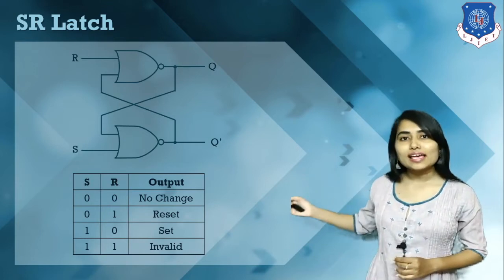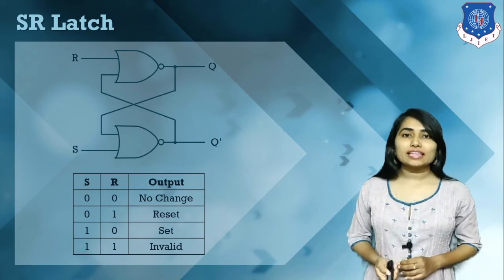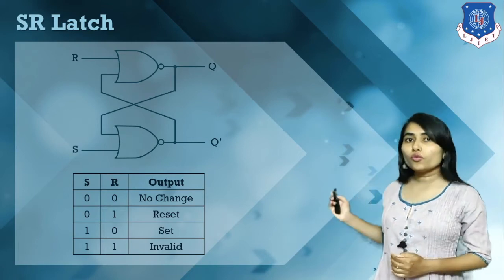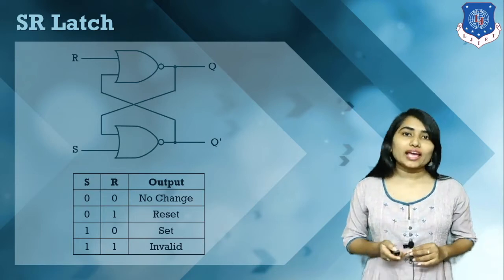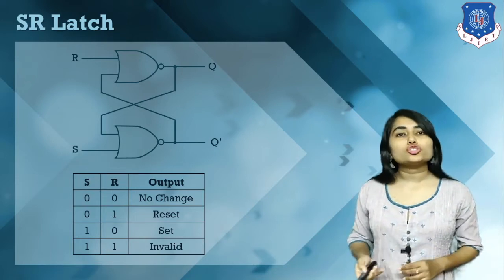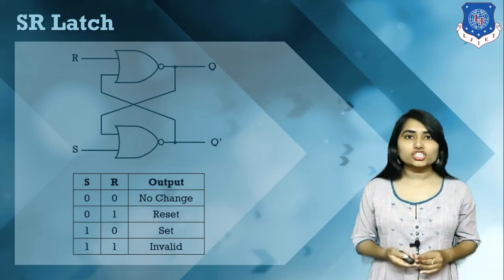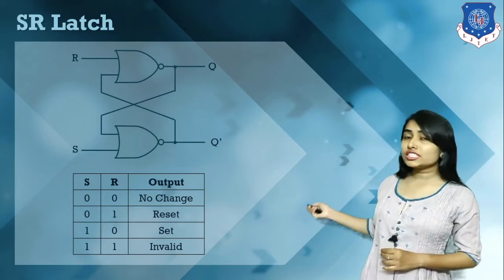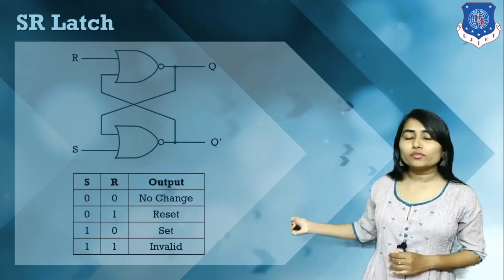Whenever S is equal to 1, we have a state of set. That means we have an output 1, because S is equal to 1. So whenever S is equal to 1 and R is equal to 0, we have an output 1 as a set condition. And the last, fourth condition is S and R equal to 1, 1.